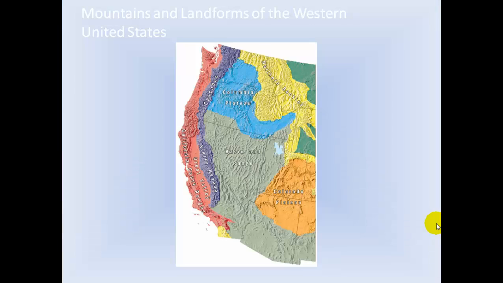of California. So here are the mountains and landforms of the western United States. Here's that Basin and Range region I keep mentioning, where we have the horst and graben terrain. There's the Colorado Plateau, Northern Rockies, the Columbia Plateau, the Sierra Nevada and Cascade Range, and the California coastal ranges.